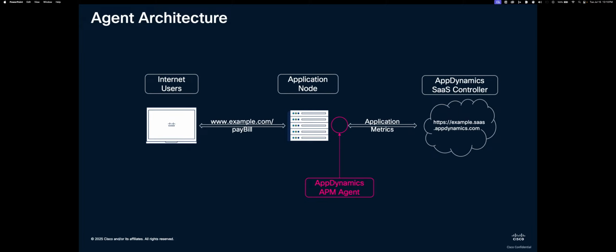We covered this in past sessions, talking about how the agent works, but just for visual purposes, you can see here that you have your internet users out there, you have your application running, and then you have things going out to the controller. Where does the agent start pulling in metrics? The agent is actually living in the code. We're going to use an example of Java because it's easiest to depict.